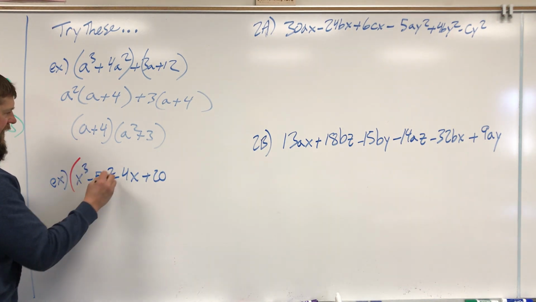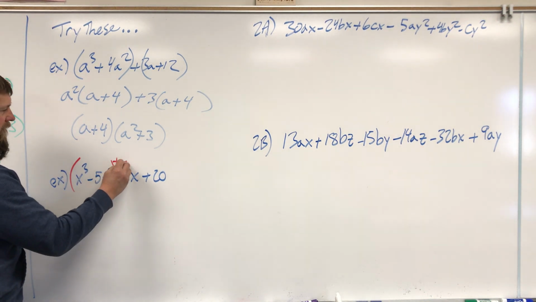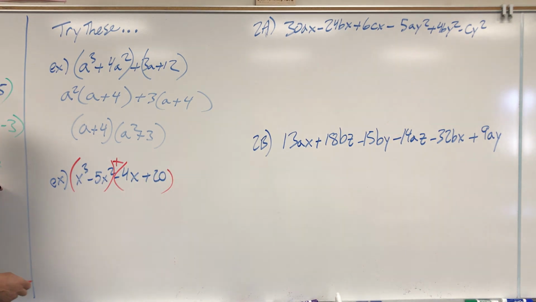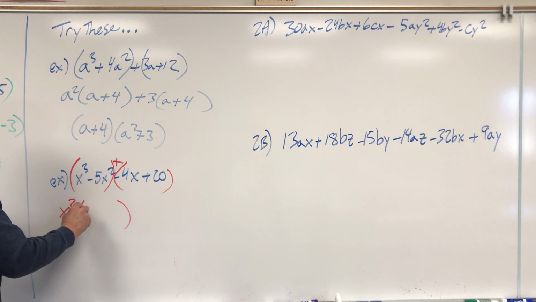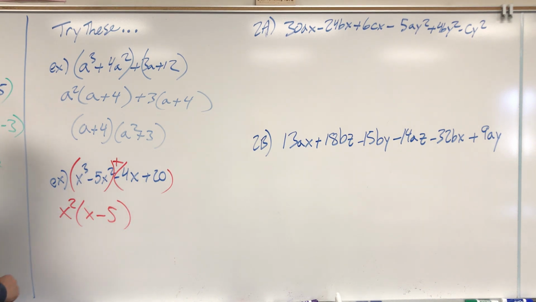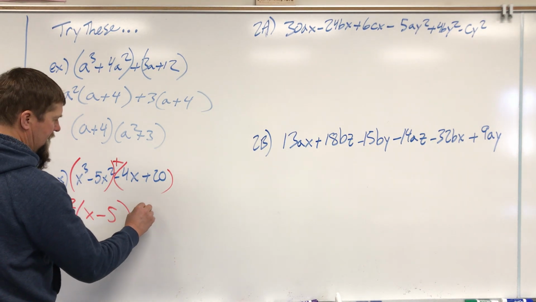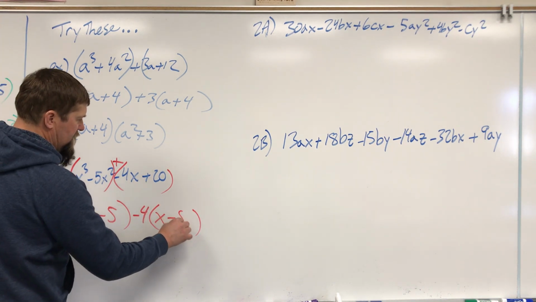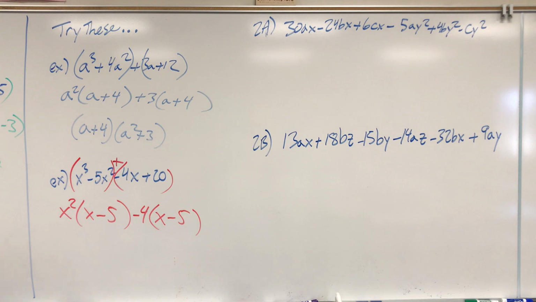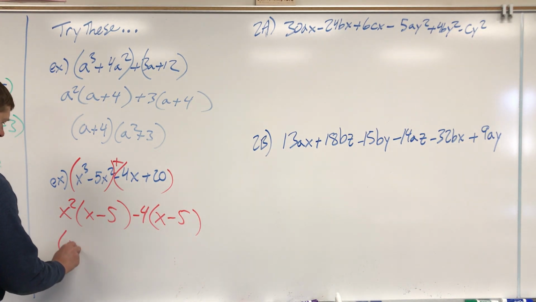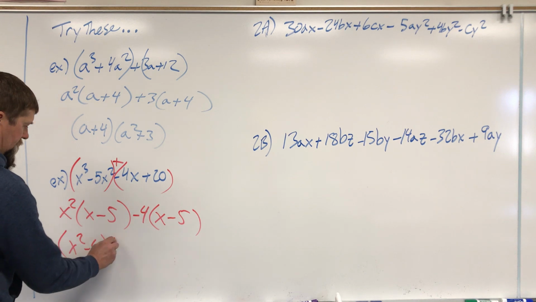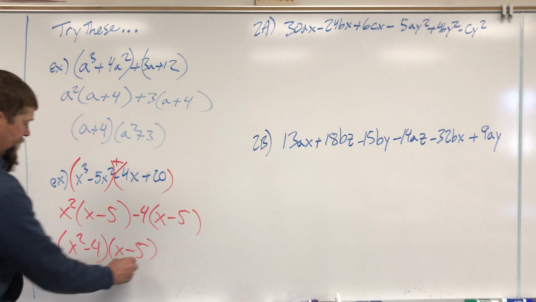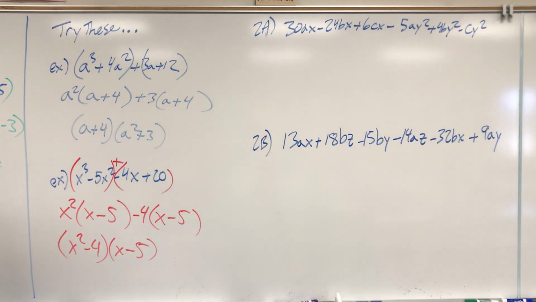This one we're going to factor or group those two plus these two. X squared out front, get an x minus 5. I'm going to take out a minus 4 here, and then that will leave me with an x minus 5. If I don't take out a negative, it doesn't work. This is x squared minus 4 and an x minus 5. Hopefully you got to this point.